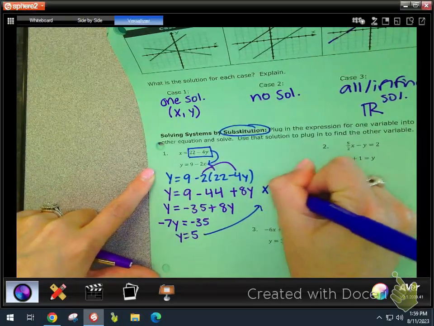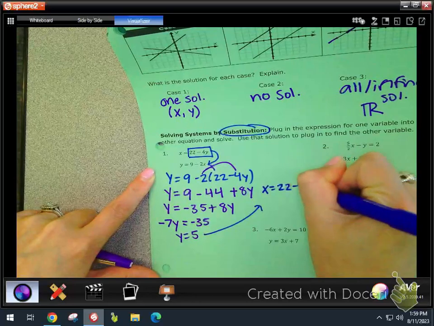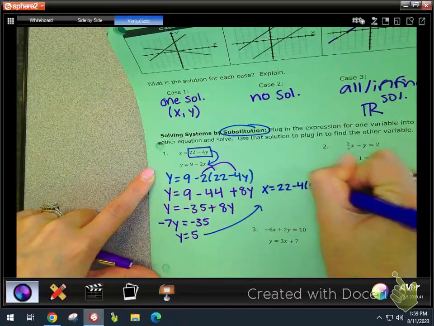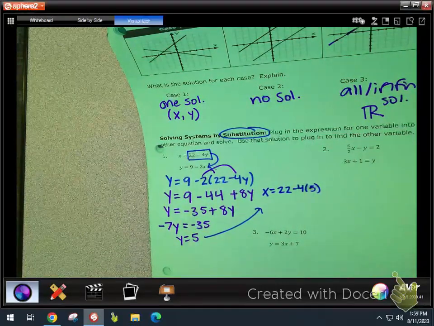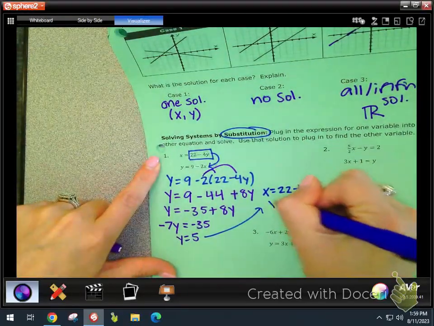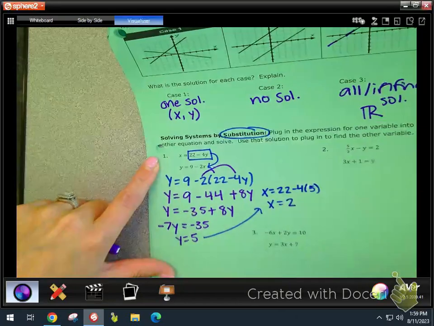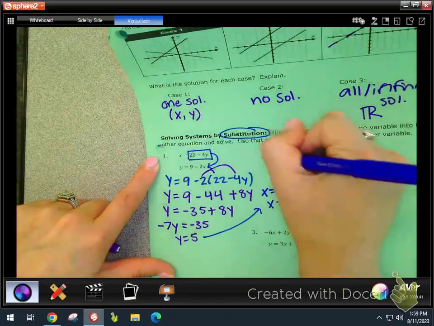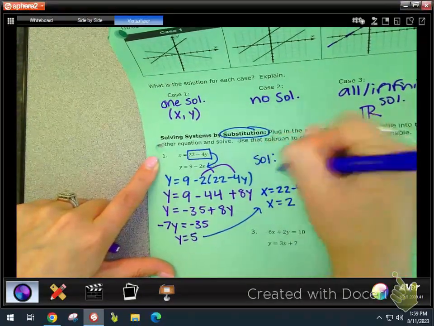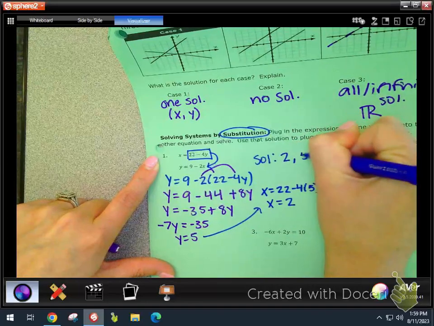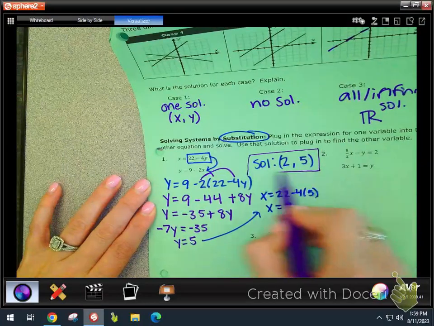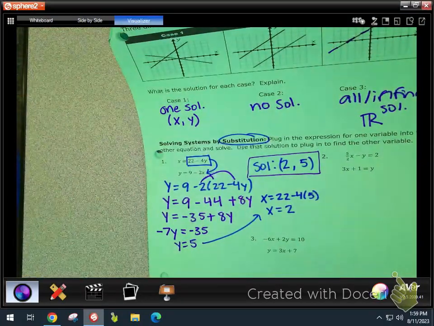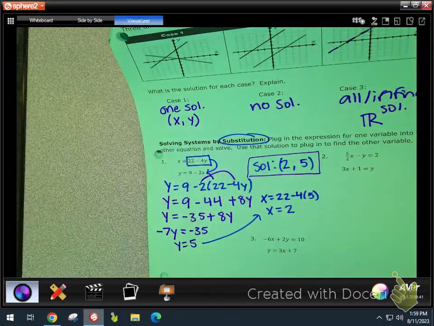x is equal to 22 minus 4 times y, which we found was 5. 4 times 5, 20. 22 minus 20, x equals 2. And so I want you to write your solution as the ordered pair 2, 5. You'll write your solutions, unless it's a word problem and your variables actually stand for something, as x, y ordered pairs, okay?